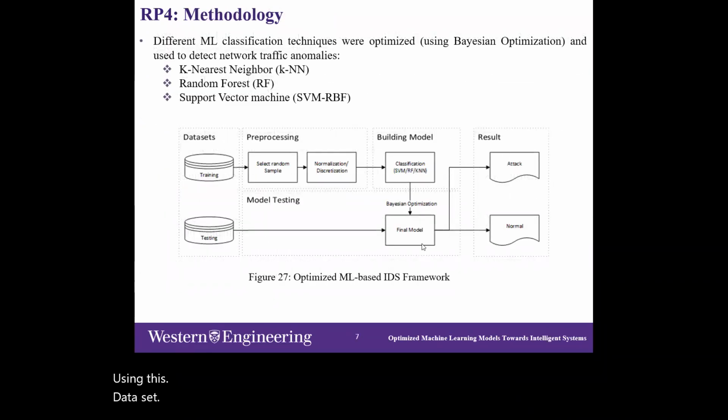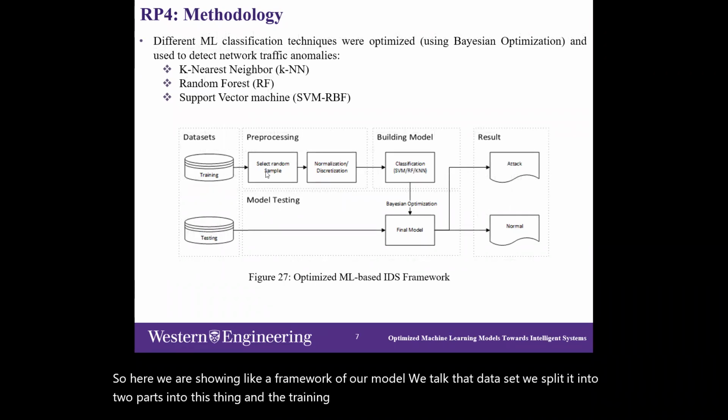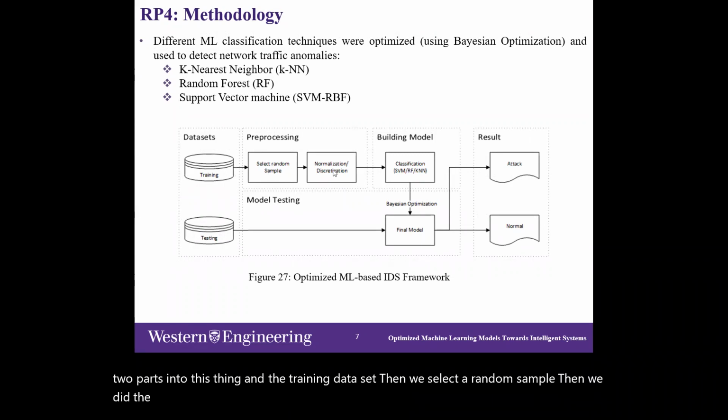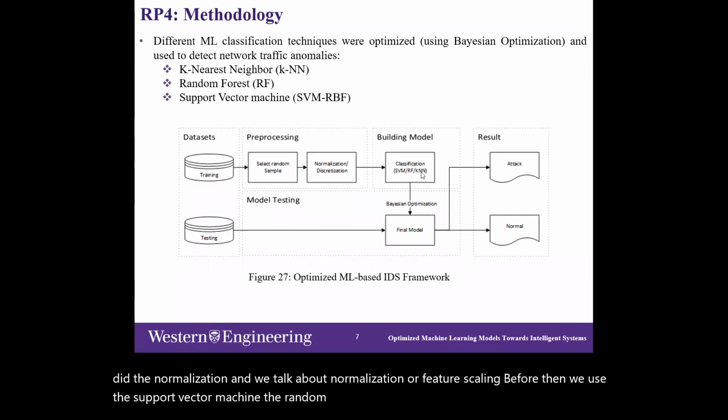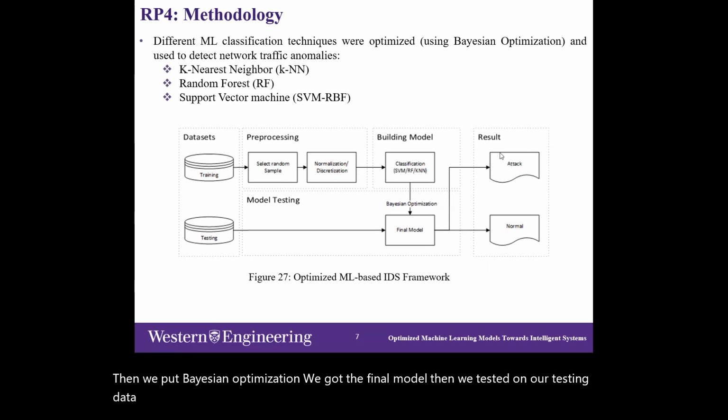Here we are showing the framework of our model. We took that data set and split it into testing and training data sets. Then we selected a random sample. Then we did the normalization, and we talked about normalization or feature scaling before. Then we used the support vector machine, the random forest, and k-nearest neighbor algorithms. Then we applied Bayesian optimization and got the final model. Then we tested it on our testing data set to classify attack and normal network traffic.